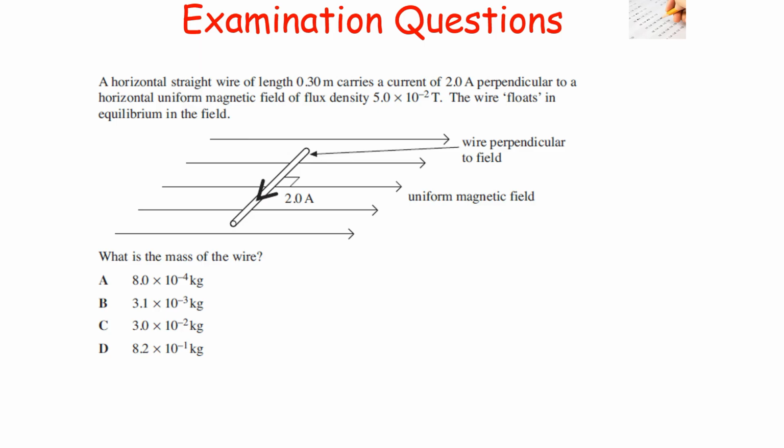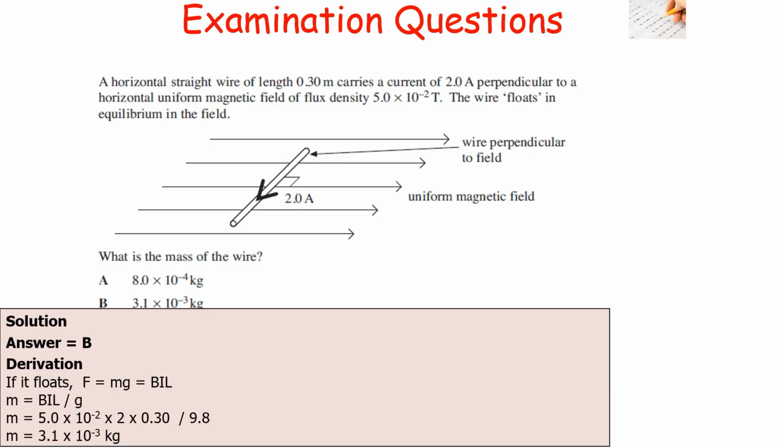Right, so in this one we know that the answer is B. Why is that? Because if the object is floating in equilibrium, well then our weight acting downwards is equal to our magnetic force pushing upwards. So therefore we can say mg is equal to BIL. We use BIL because it's a wire. So therefore we can rearrange it and make m the subject and say m is equal to BIL over g, pop our values in, and then we work it through to be 3.1 times 10 to the minus 3 kilograms, which our answer is B.